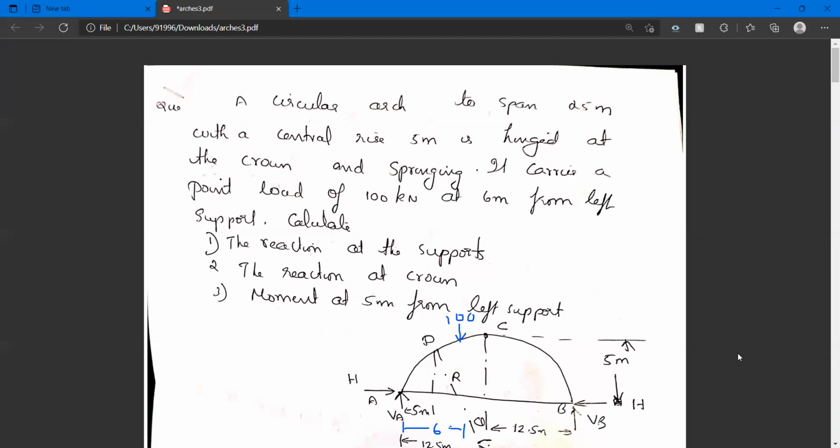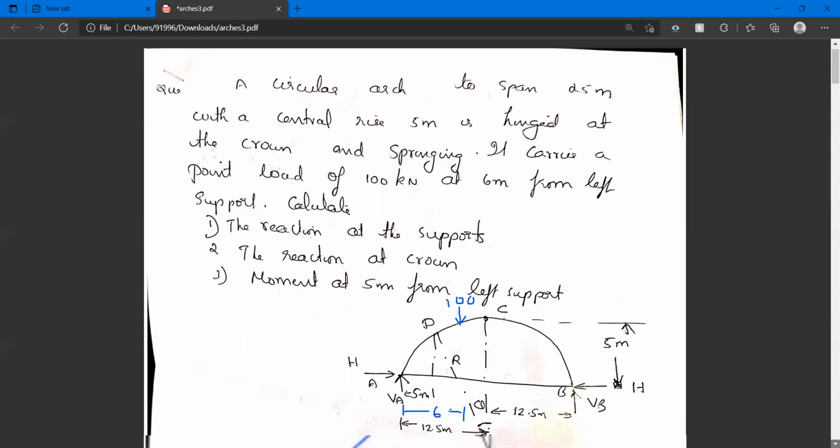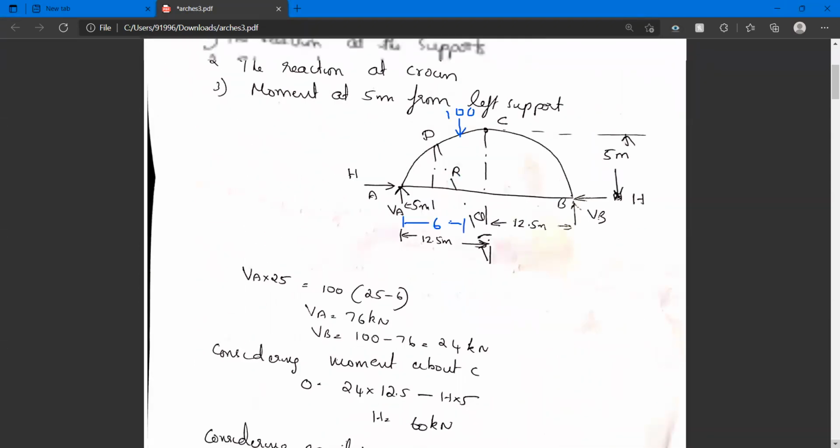A circular arch to span 25 meter with a central rise 5 meter is hinged at the crown and at the springing. It carries a point load of 100 kilonewton at 6 meter from left support. We should calculate the reaction at the supports, reaction at the crown, and moment at 5 meter from left support. Let us see how we can proceed.